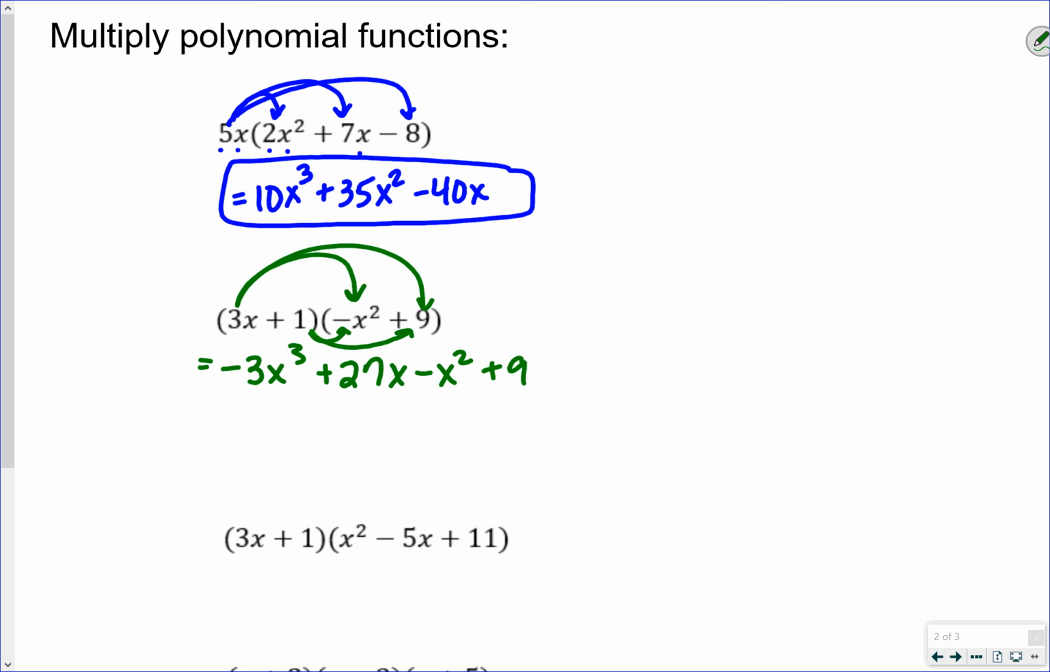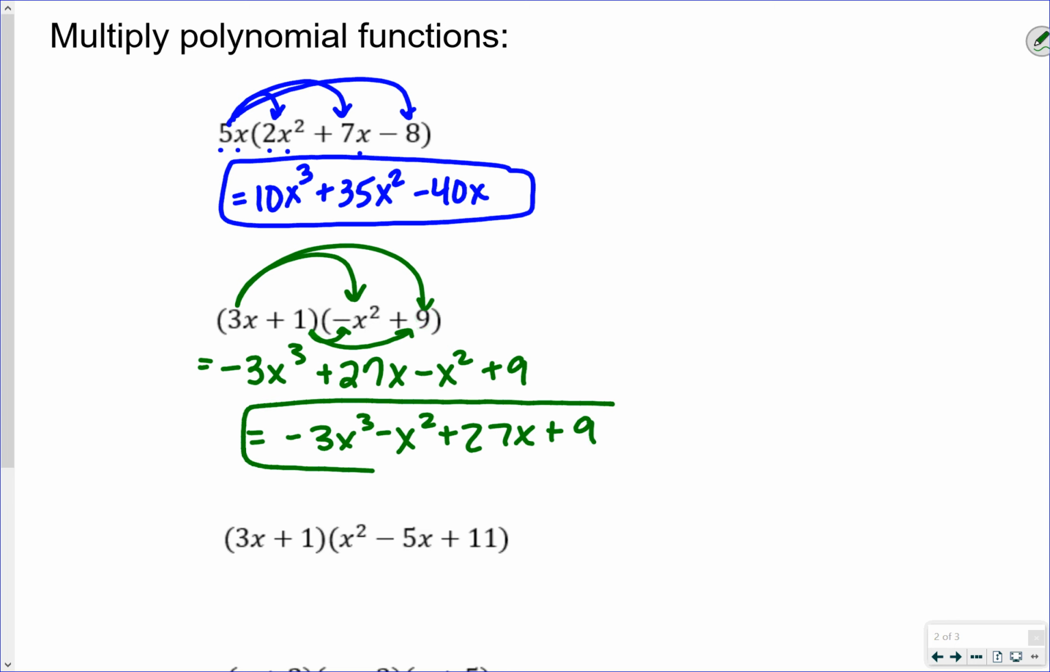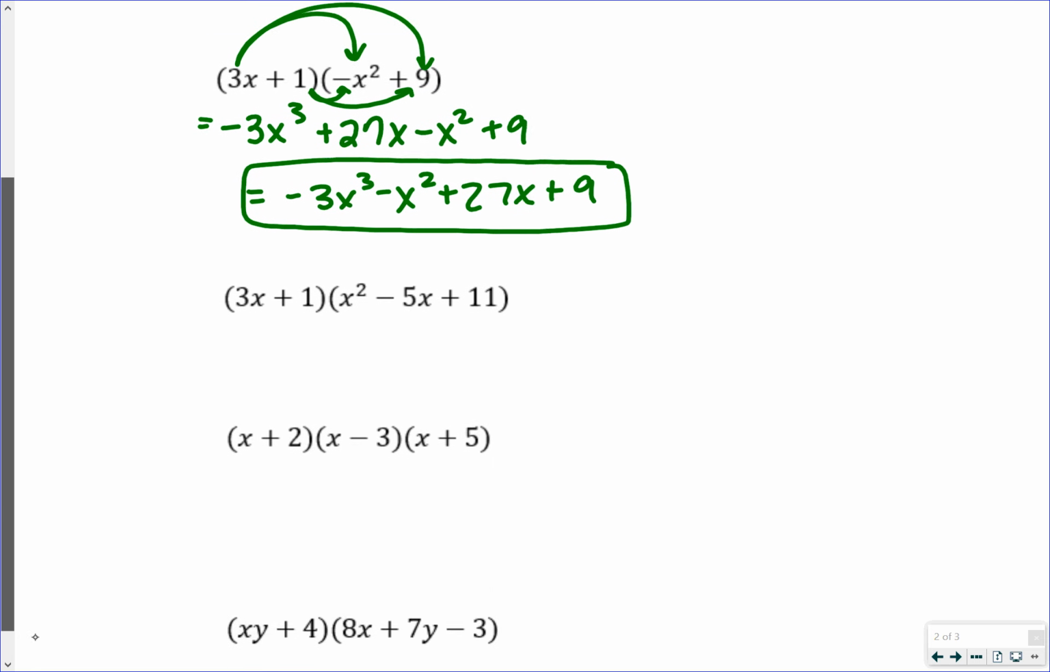I'm just going to rewrite this in standard descending order. So I'm going to have my cubic come first, and then my squared, and then my linear, and then my constant. If you didn't change it, I probably wouldn't necessarily take off, but it isn't as correct as it could be.